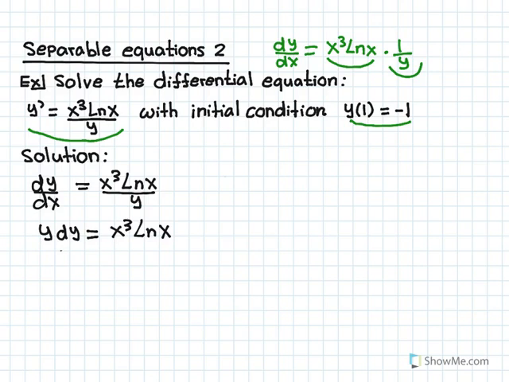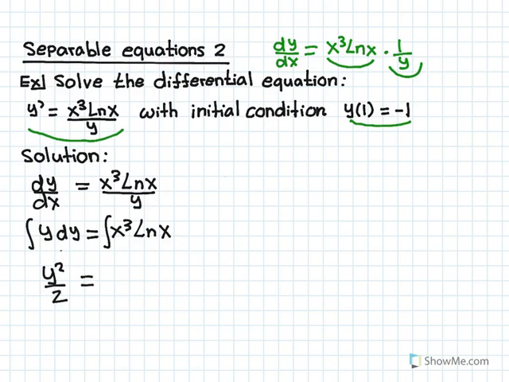You should always do this step first. You have to put all the y's on one side, all the x's on the other side, so you can integrate both sides independently. All right, so let's integrate the left-hand side and integrate the right-hand side. Well, the left-hand side is pretty easy. If we integrate that, we're going to get y squared over 2, reversing the power rule.